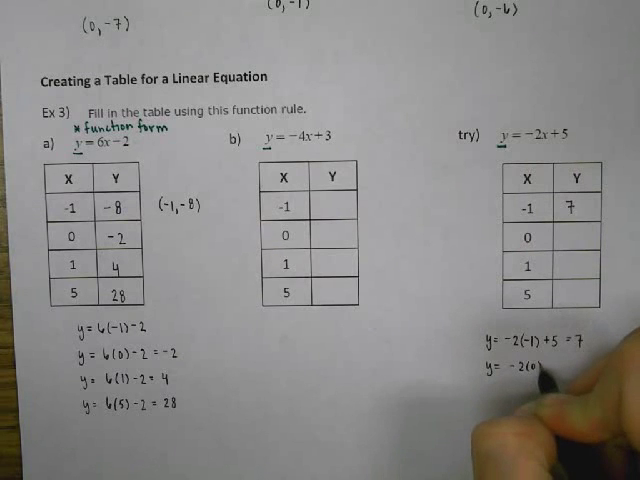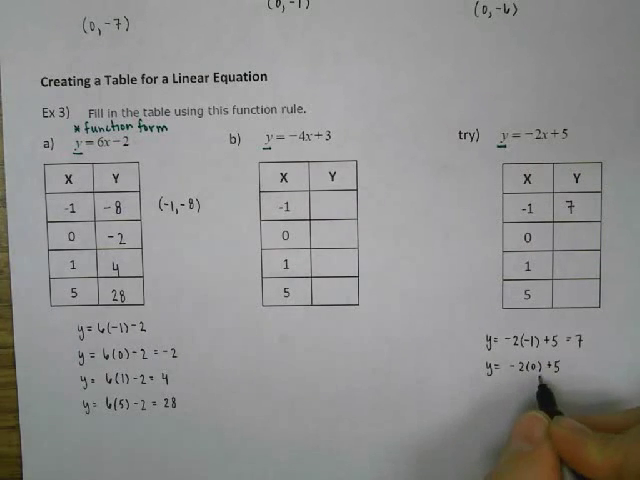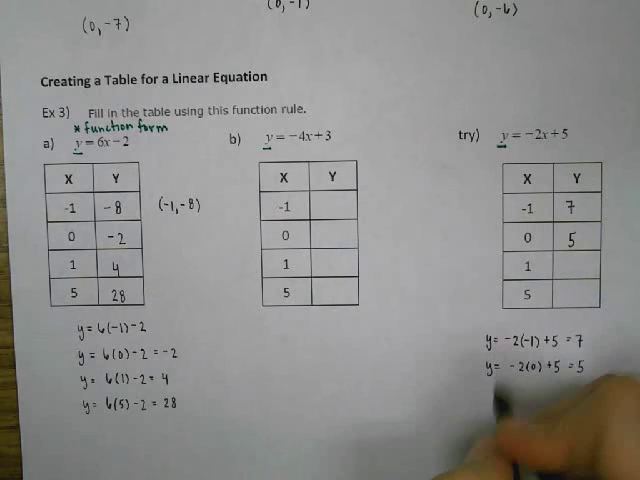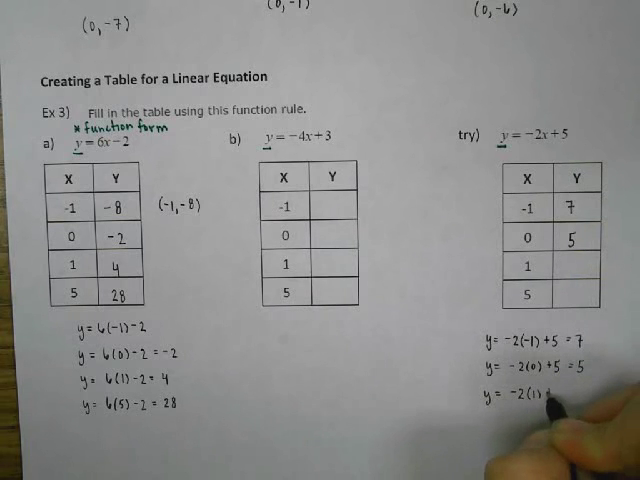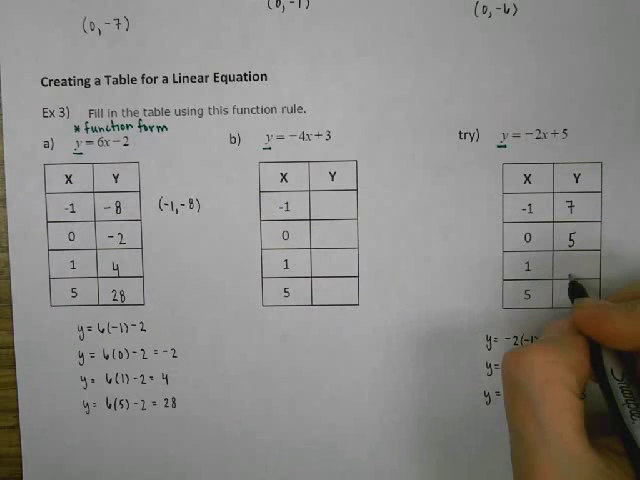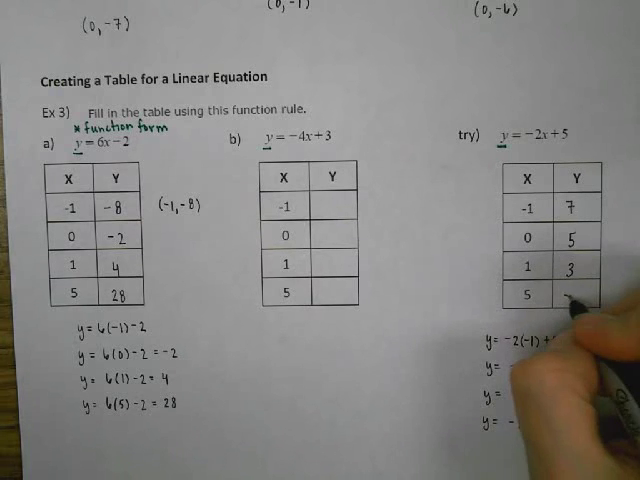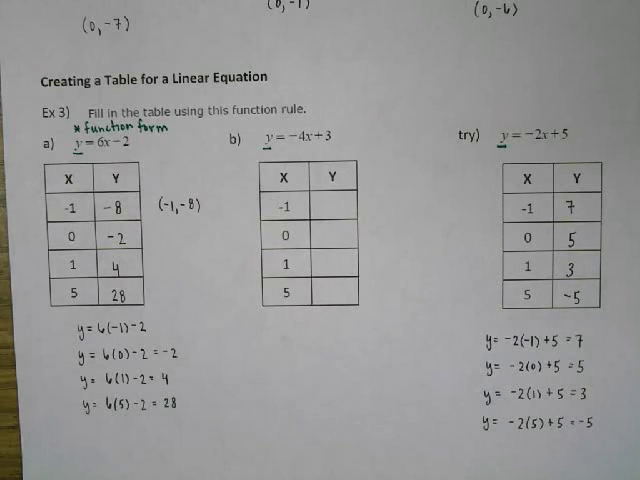Then I have negative 2 times 0 plus 5. Well, 0 plus 5 is going to give me 5. Next, I have negative 2 times 1 plus 5. Negative 2 plus 5 is equal to 3. So my 3 goes here. And then for my last point, I have negative 2 times 5 plus 5. So negative 10 plus 5 is going to be a negative 5. And that would complete my table.